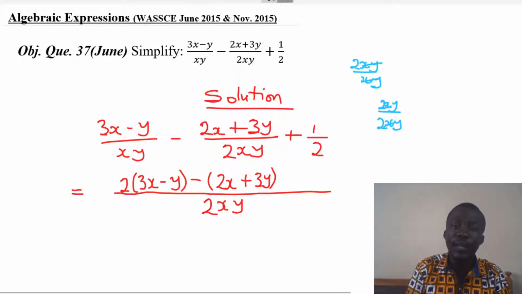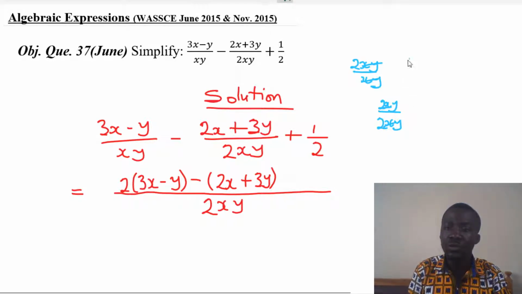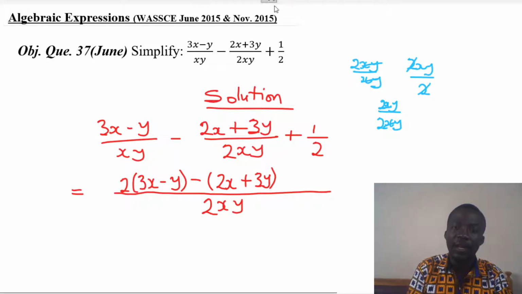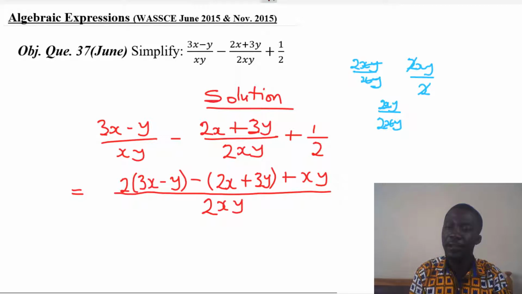And the last one is 2xy divided by 2. That's this denominator. The 2 will cancel the 2, leaving xy. And at the end, we are going to have the 1 here plus 1 multiplied by xy. This will be the expression we'll have here.